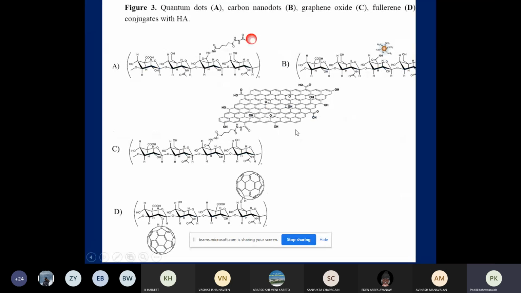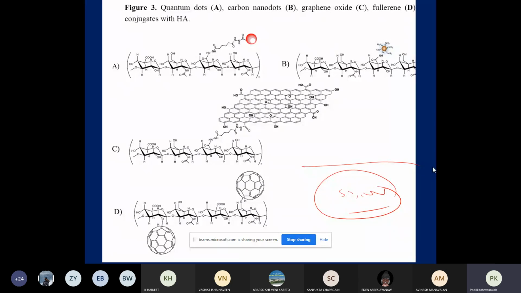Hyaluronic acid has many other biological functions, and it is also used as a drug vehicle agent because, as I already said, it is composed of glucuronic acid and glucosamine with beta-1,4 and beta-1,3 alternate linkages. It has almost 50,000 repeats of this disaccharide. That means it is a very, very lengthy molecule, and so it has many other functions as well.